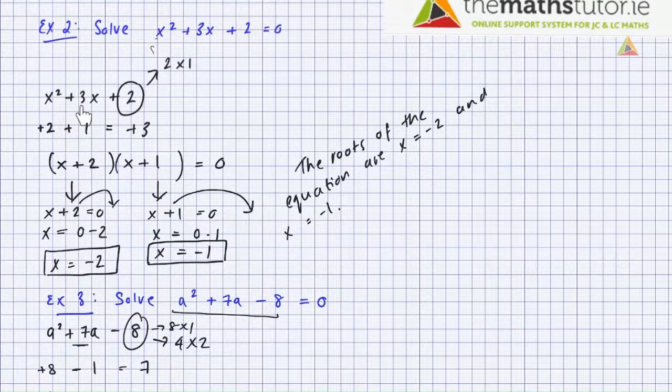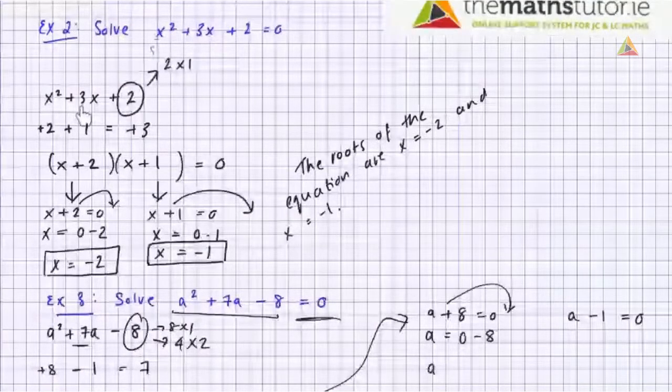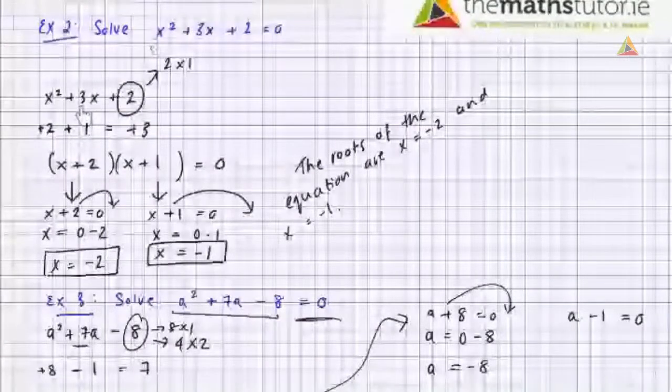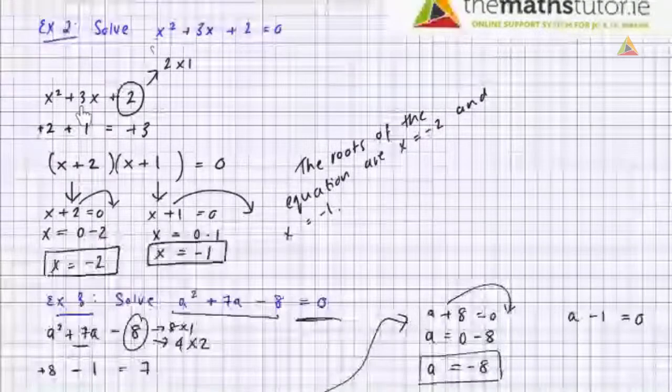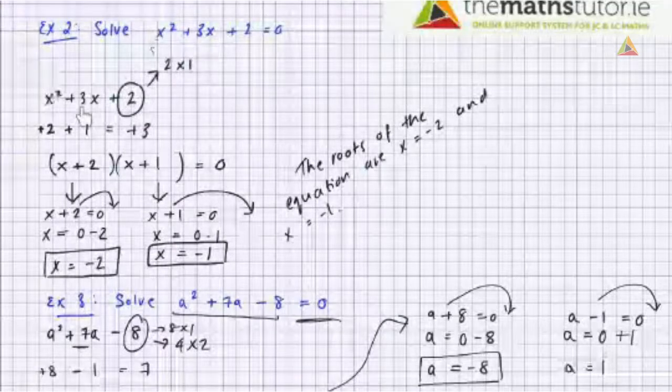Now don't forget this last bit. Remember, it equals 0. So we're going to let this equal 0. So I'm just going to finish it up here. So we have a plus 8 equals 0, and we've a minus 1 equals 0. Now remember, solve means we want to get a value for a. So 8 is going to come over here. So a equals 0, take away 8. So your solution there is a is equal to minus 8. Then we have a is equal to, so we're going to bring minus 1 over here, so it's going to be 0 plus 1. So a is equal to 1.